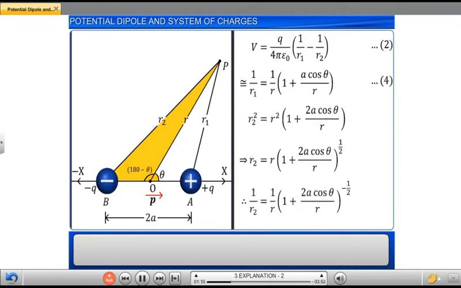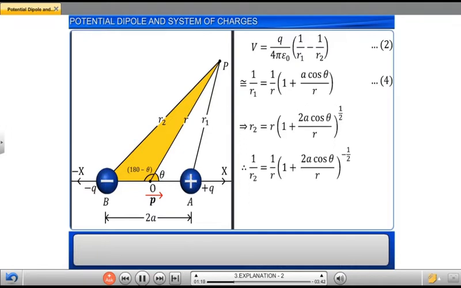Thus, 1 by r2 will be equal to 1 by r into 1 plus 2a cos theta by r power minus half. Using binomial expansion of the terms in parentheses, we get 1 by r2 is equal to 1 by r into 1 minus a cos theta by r. Let this be equation 6.